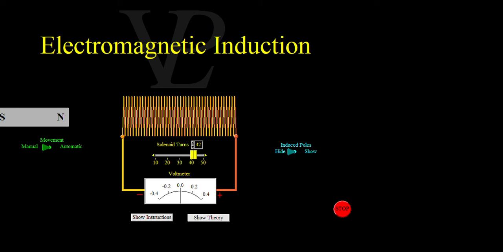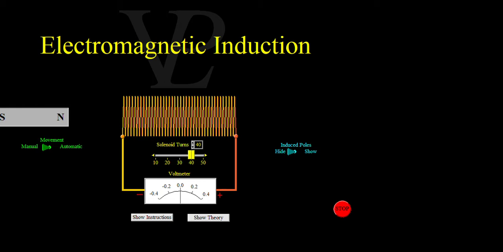Considering electromagnetic induction, here we have a coil of wire. In this case we have 40 turns in that coil of wire, and we have a magnet which we're going to bring towards the coil of wire. So imagine the field lines or lines of flux around the magnet going from north to south.